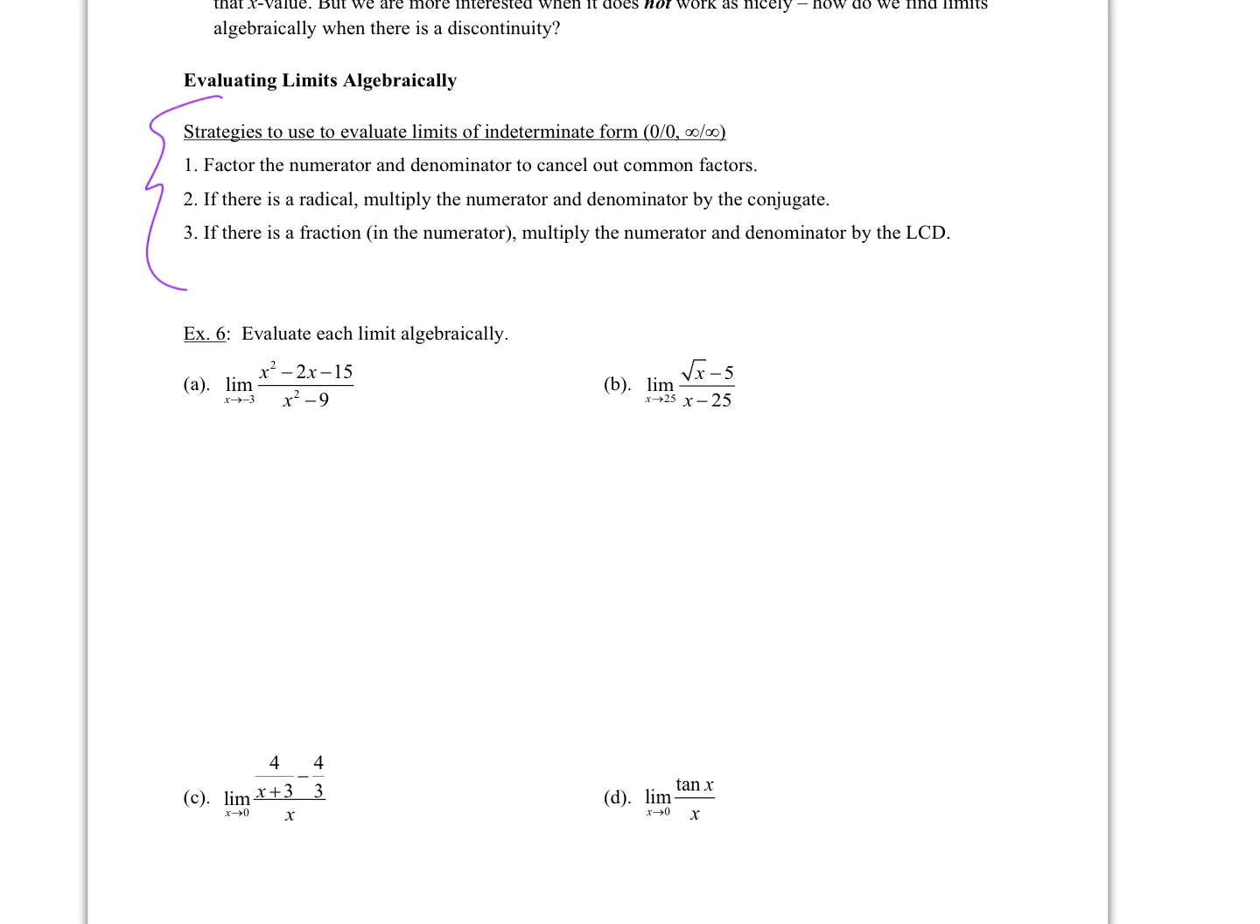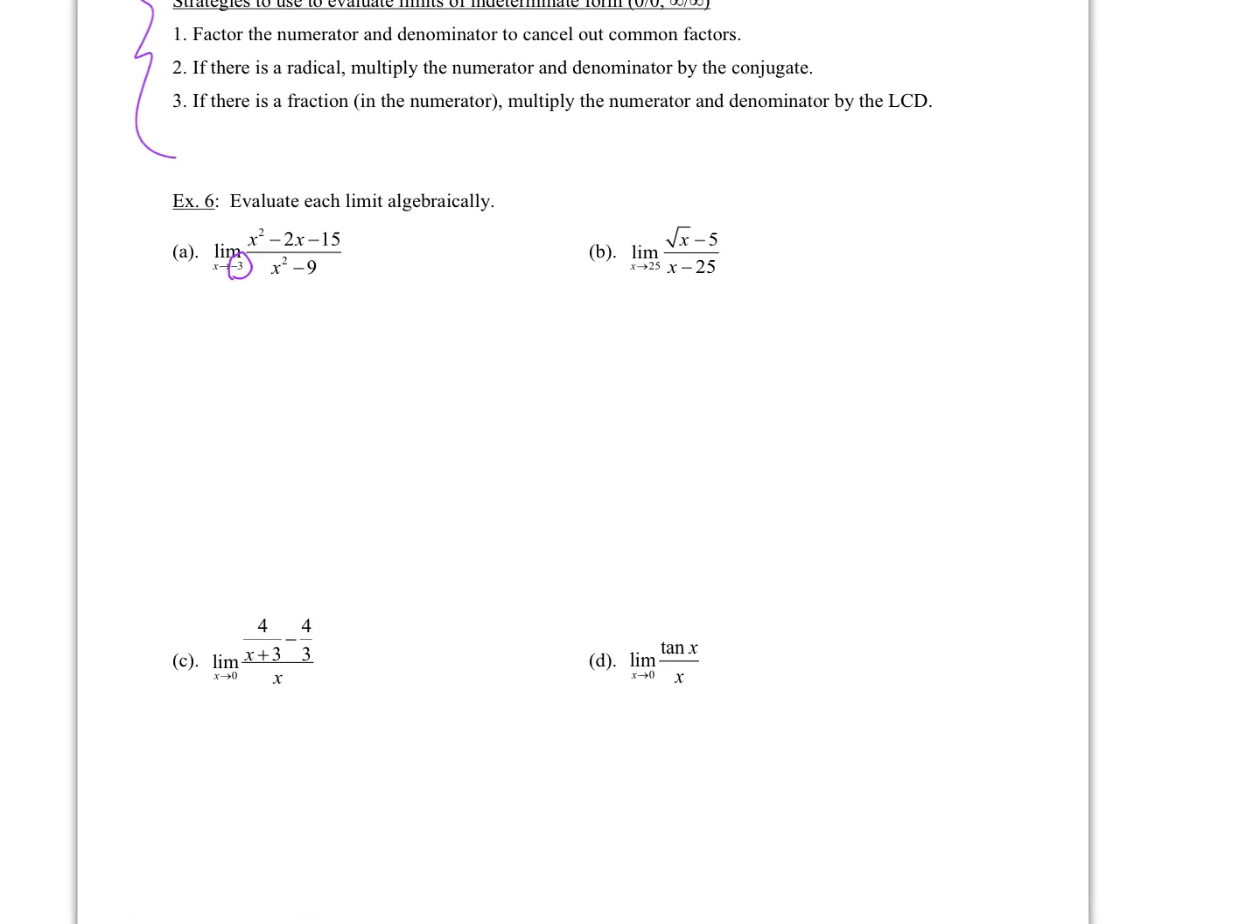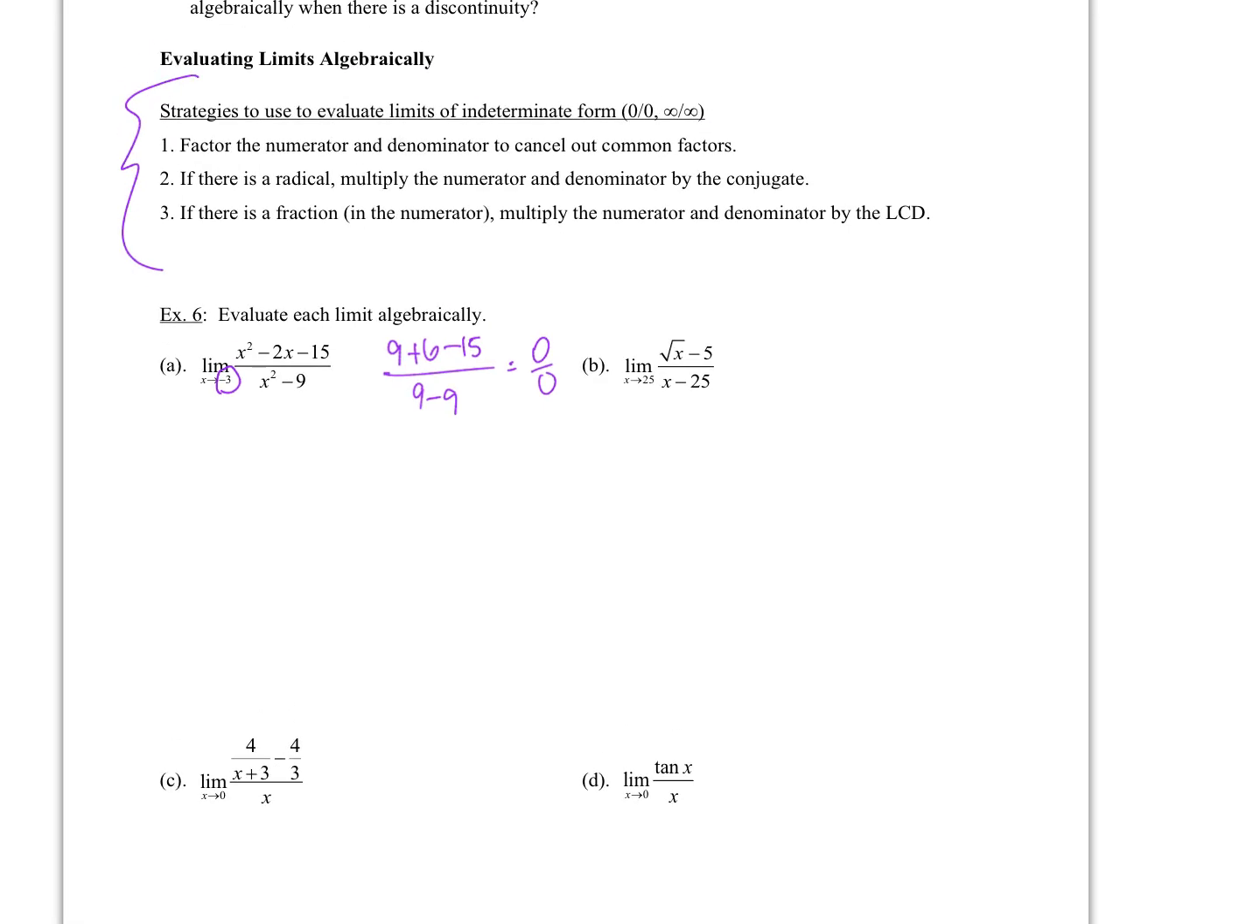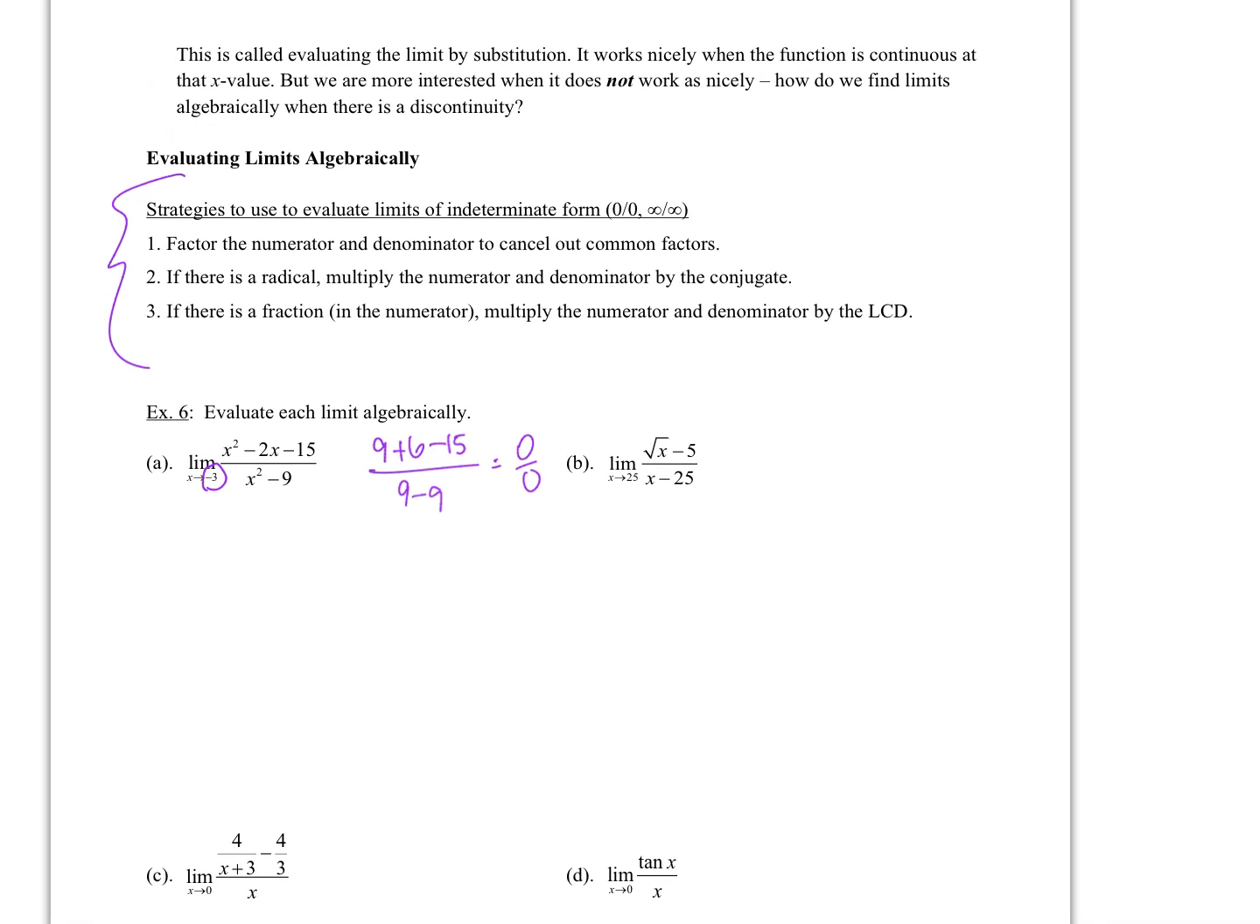All right, so on part A, I'm gonna plug in -3 in for all those x's, and I'm gonna see what happens. So if I put -3 in for x squared, I get 9. If I put -3 in the next term, I get +6. And then I bring down the -15. And on the bottom, when I put -3, I get 9 minus 9, which ends up giving me 0 over 0. That is called the indeterminate form. It's really important. Indeterminate form, right there.